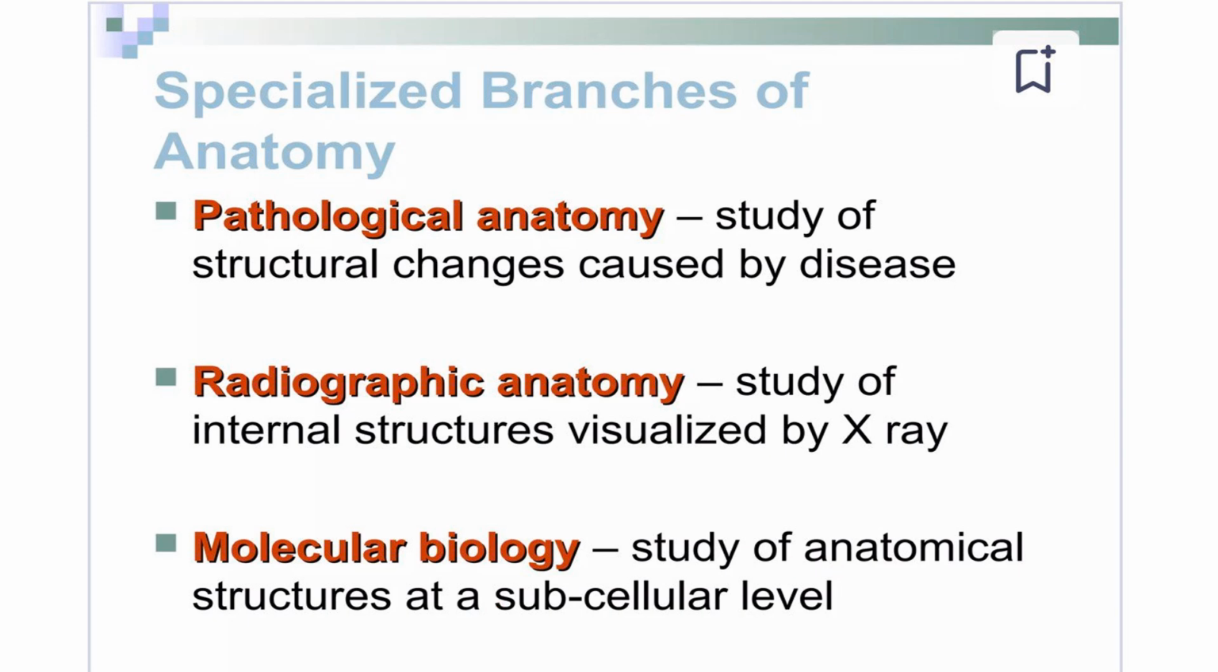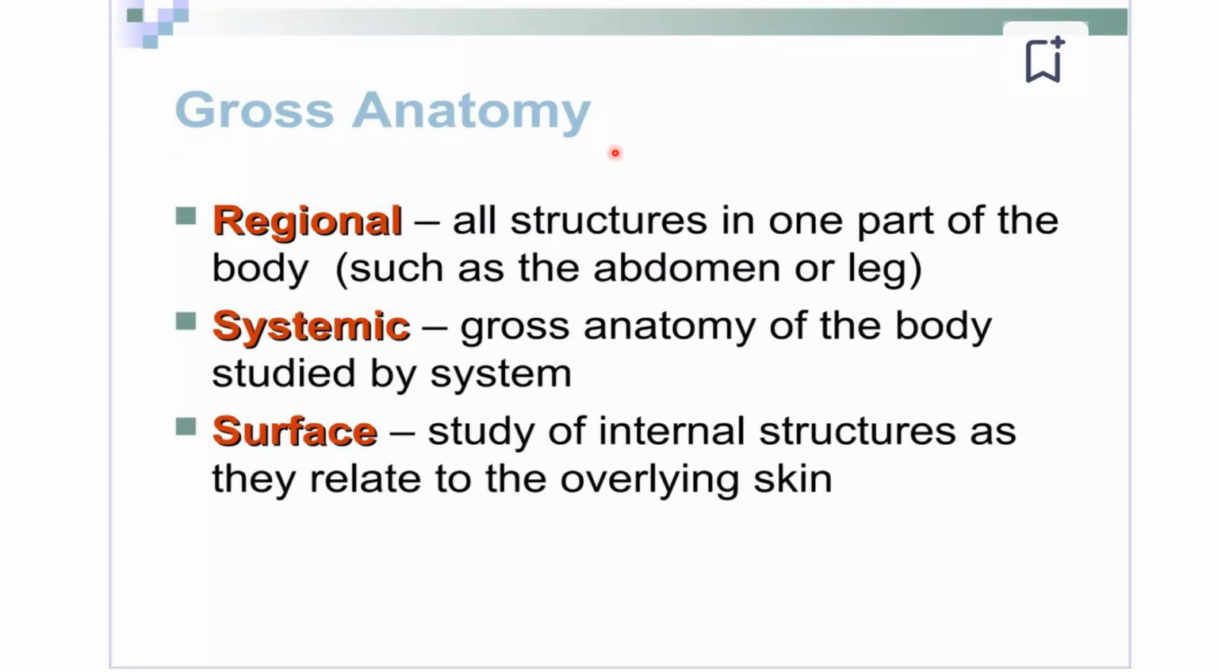Okay, so the first one, the gross anatomy. Gross anatomy can further be divided into 3 regions. We have the regional, we have the systematic or systemic, then we have the surface anatomy. So regional anatomy simply is the study of structures located in various regions of the body. So you can have head and neck, you can have upper limb, you can have the thorax, you can have the abdomen, you can have the pelvis, you can have the perineum, and then you have the lower limbs.